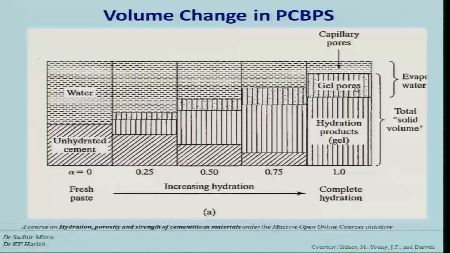The chemically combined water is available actually in the hydration products. So when you heat the sample to 100 to 105 degrees Celsius, water present in the gel pores and water present in the capillary pores escapes, and that is together called evaporable water, which we have already seen in the previous lecture.